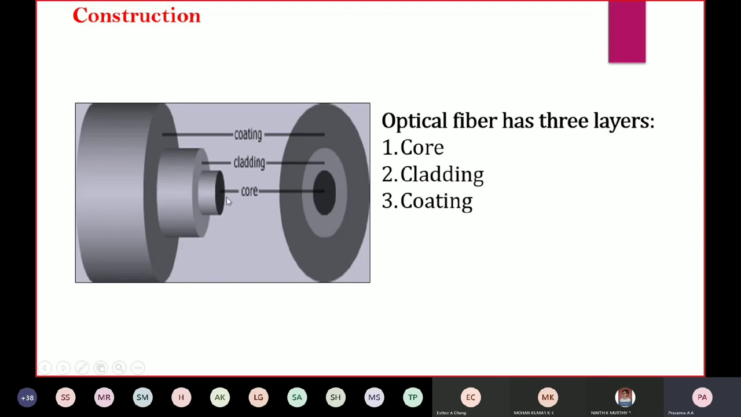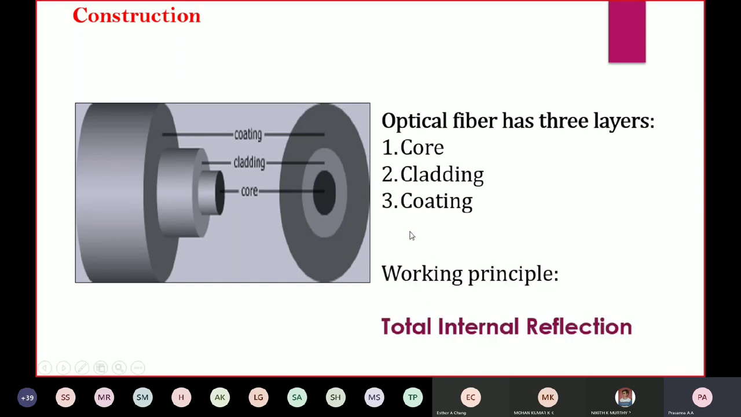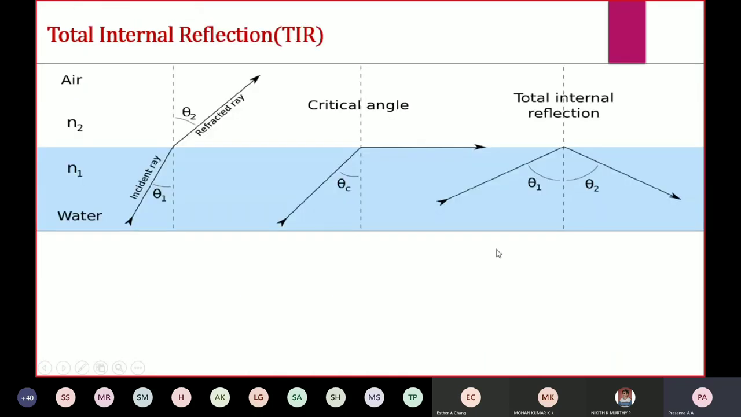And of the two layers, the internal one, the interior one, is known as the core, which has the highest refractive index, and the other one, the cladding, that surrounds the core, will be having the lower refractive index. So this change in refractive index is very useful for supporting the total internal reflection, because the basic principle on which the optical fiber works is the total internal reflection.